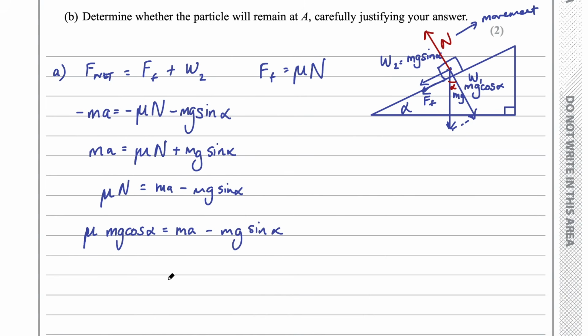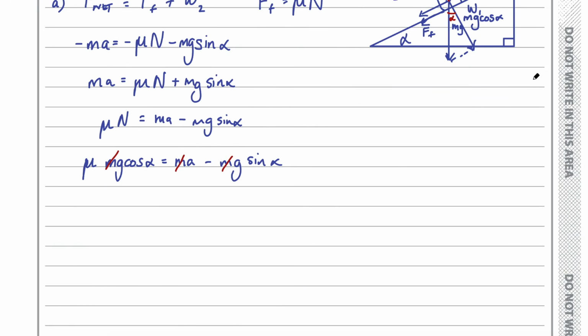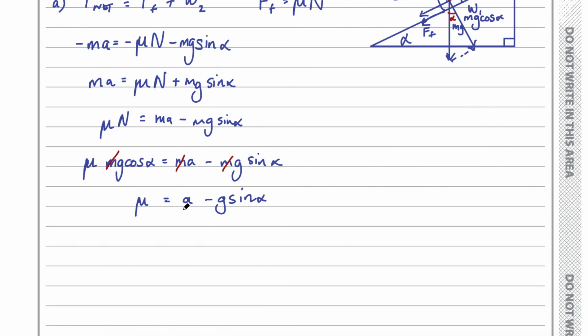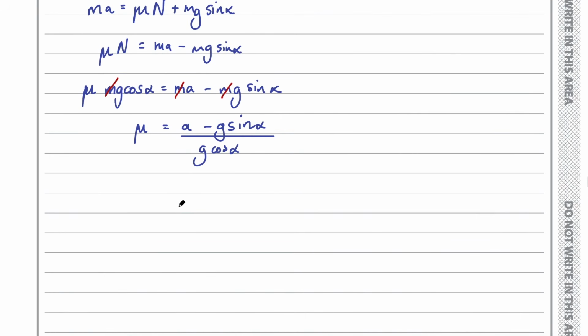Okay, sine alpha, and then we've got the mass on the left and the right-hand side, so they'll cancel out. And then what I want to do is to get mu, as I said, by itself on the left-hand side. So divide by g cos alpha, and then on the right I'll have a minus g sine alpha divided by g cosine alpha. All right, this is looking good. I'm trying to solve for mu and I have an equation for mu. Now I need to try to substitute the values in here.